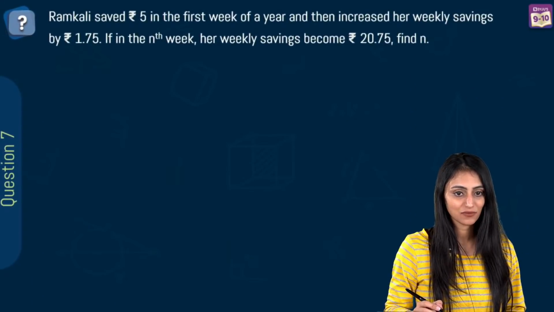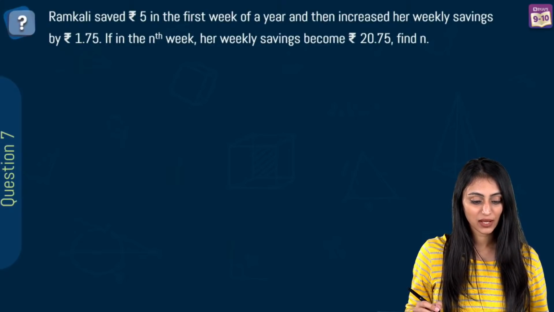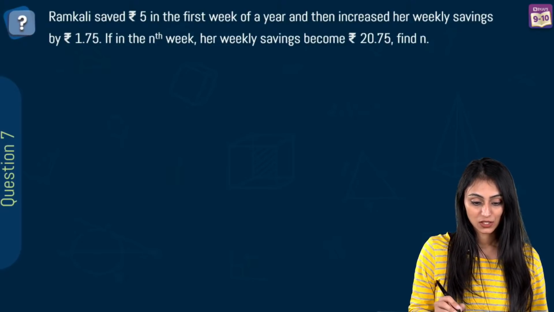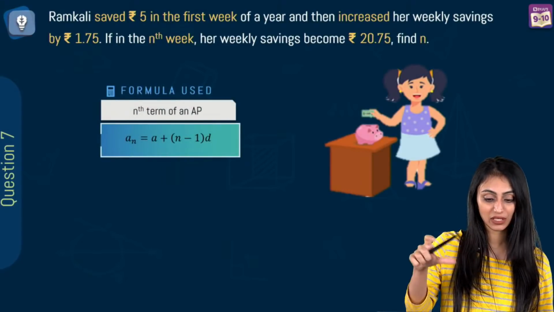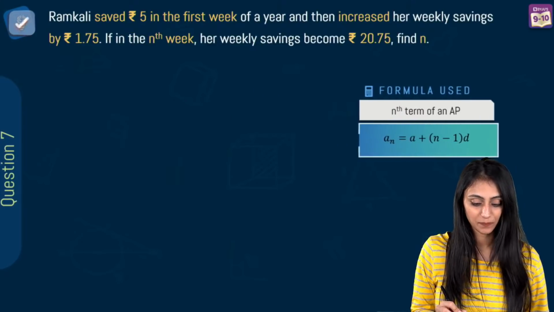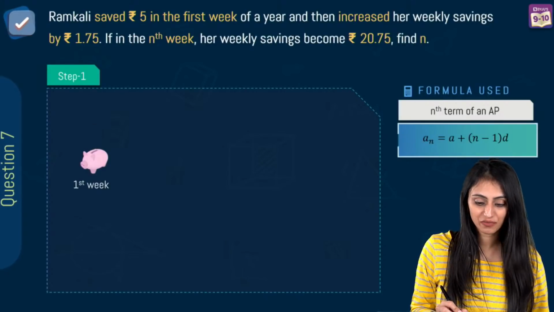So Ramkali saved rupees 5 in the first week of a year and then increased her weekly savings by rupees 1.75. If in the nth week her weekly savings become rupees 20.75, find n. So here she is saving money every week. So in the very first week, she saves rupees 5, right? So she has a piggy bank.